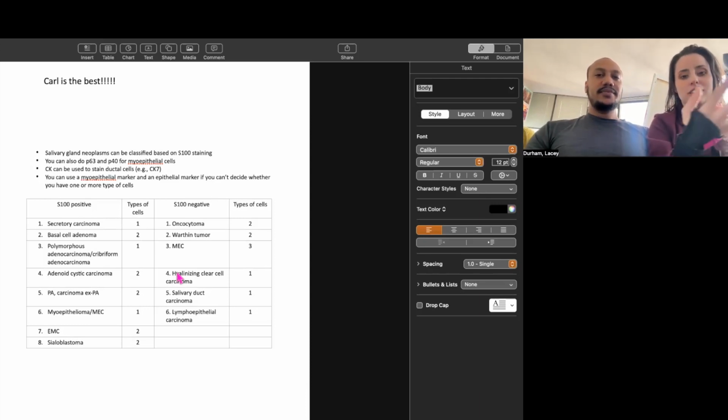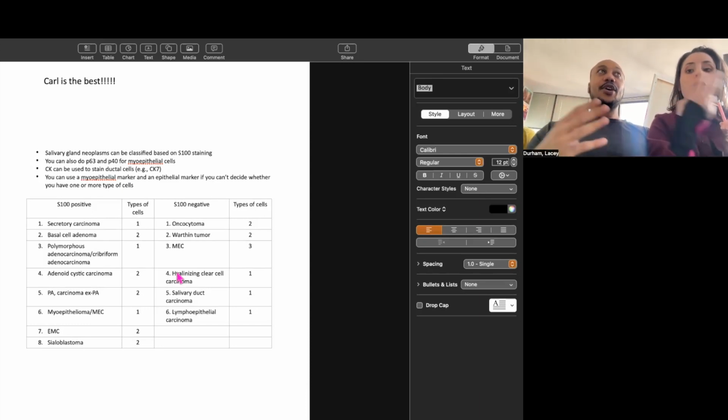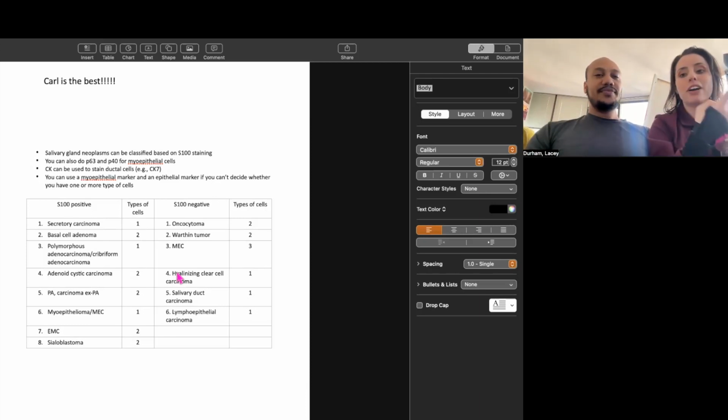And so then he goes to his other stains, and he's like, okay, is it one cell population or two? CK7 was positive in a subset of the cells, but not all of the cells. And the p63 was positive in a different subset of the cells. So that's two cell populations, myoepithelial and epithelial. And so then what did you do next? Because I love this part of the story.